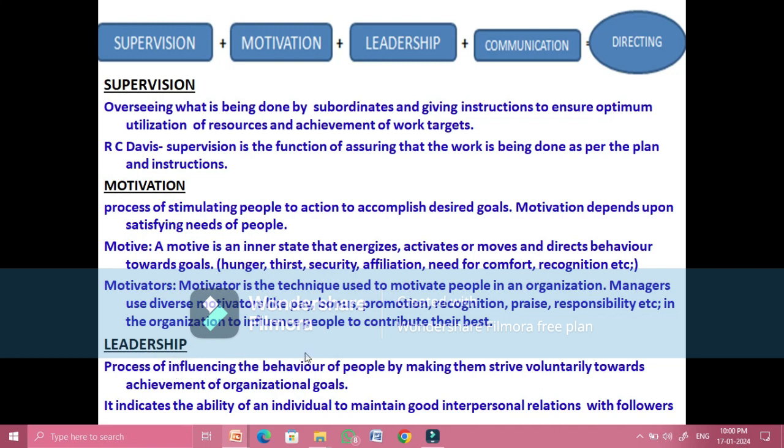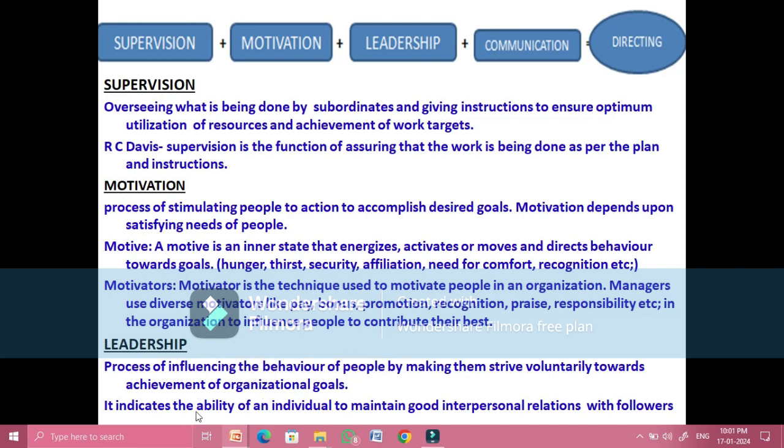In other words, leadership is the act of leading, guiding and motivating the subordinates to achieve the organizational goals. It means the process of influencing the behavior of people. Influencing in which way? By leading them, by guiding them, by motivating them. Why? To achieve the organizational goals. The leader is influencing the behavior of the people.